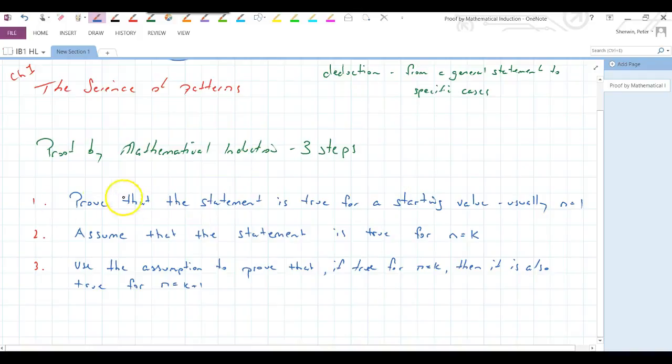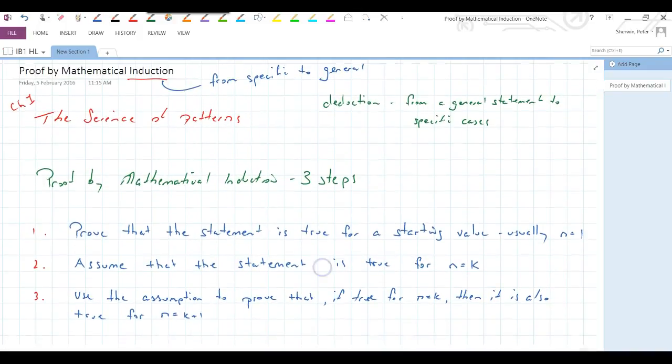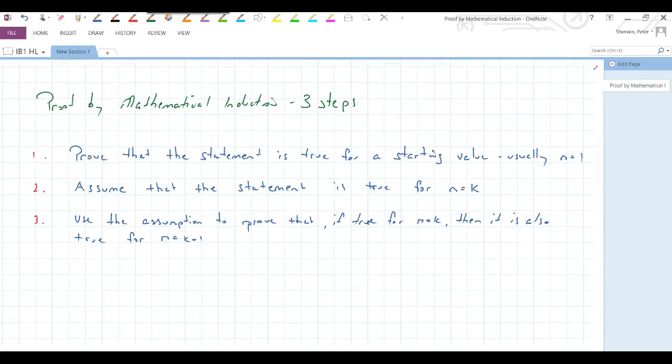The first step is usually the easiest. Prove that the statement is true for a starting value, usually n equals 1. This will be much clearer when we do an example in a moment. But this is going back to being specific. So we prove it true for a specific value. Really important. We get that initial value sorted out.